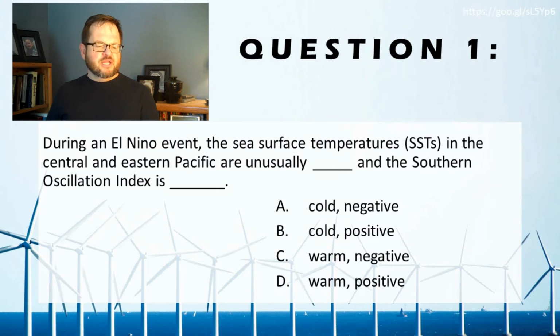Question 1. During an El Nino event, the sea surface temperatures, or SSTs, in the central and eastern Pacific are unusually blank, and the Southern Oscillation Index is blank. Are the sea surface temperatures cold or warm, and is the Southern Oscillation Index positive or negative during an El Nino event? Alright, look through your options, choose from one of those four, and get some feedback before you move on to question 2.